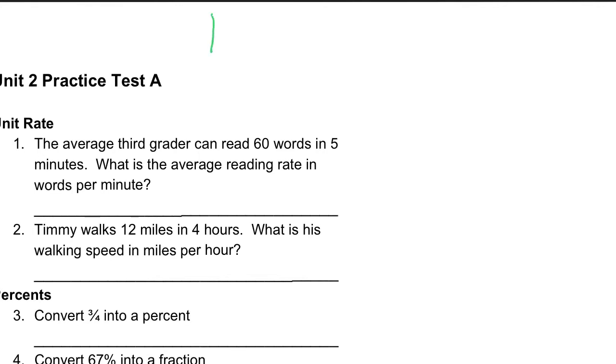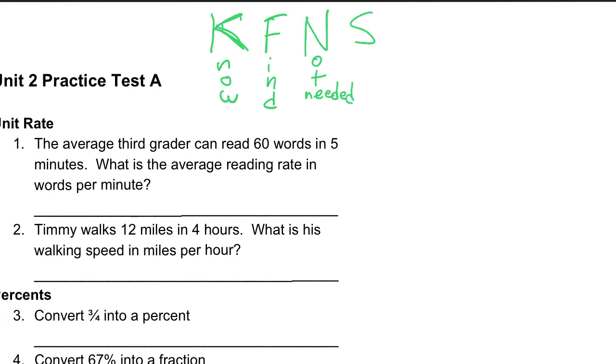We're going to write K, F, N, S. K means know. What is it that we know? F stands for find. What are they asking us to actually find? N is for not needed. Is there any information that we don't need?